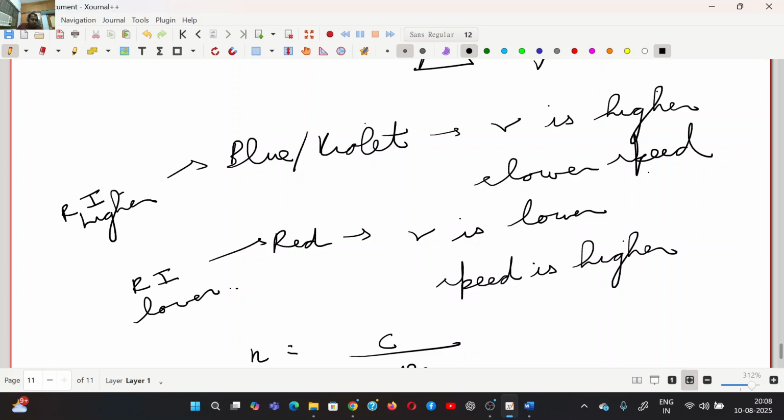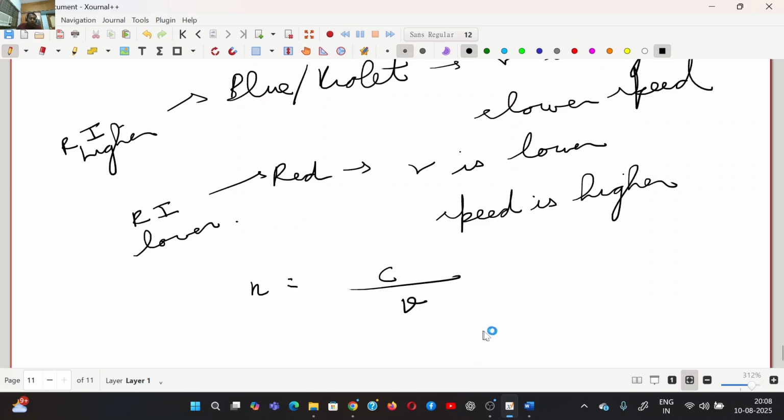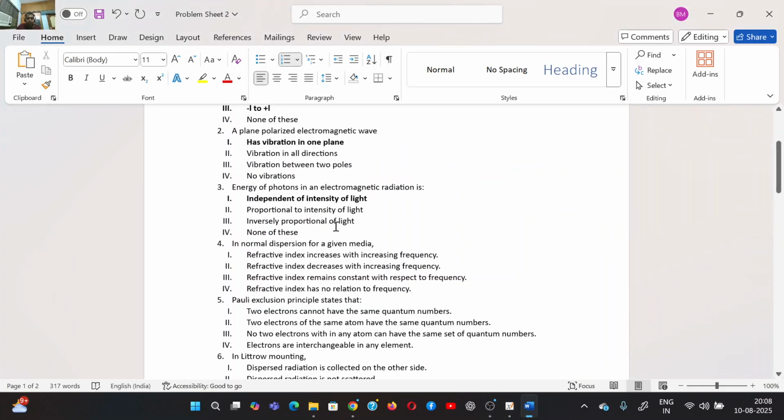right? Because blue light bends more than red light because it slows down more in that medium, and we know that blue light has got higher frequency. So since it slows down more, therefore C by V, where V is the speed of light in that medium, is larger. C is constant, 3 times 10 to the power 8 meters per second. So it will be higher in this case for blue light than for red. So the correct answer is that refractive index increases with increasing frequency.